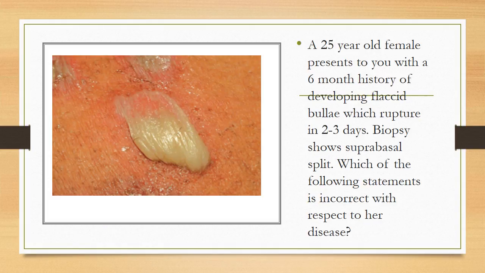Again, a 25-year-old female presents to you with a 6-month history of developing flaccid bullae. So how will you approach this question? You look at the 25-year-old, 6 months history, flaccid bullae, which rupture in 2 to 3 days. It's a suprabasal split. Which of the following statements are incorrect with respect to her disease? This was a question that came in one of the exams. I've not put up all the statements here because this is just to show how the question would come up. So 25-year-old, flaccid bullae and suprabasal split, these 3-4 words would give me the diagnosis of pemphigus vulgaris.